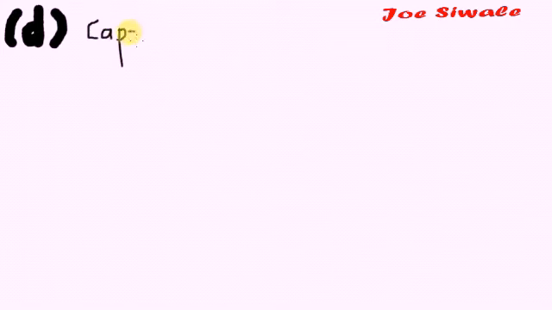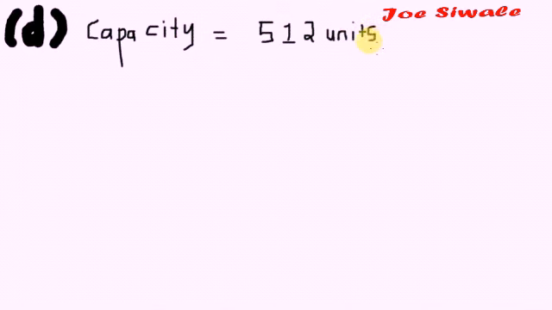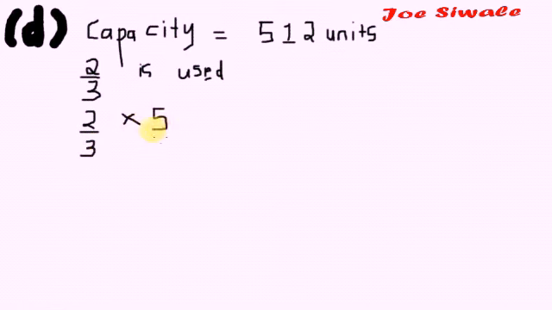Question 1d requires me to find the unused capacity of the memory card. So the capacity of the memory card is 512 units. Then the question says if 2/3 has been used, we need to calculate the unused space of the memory card. So we know that the 2/3 is the capacity that has been used.